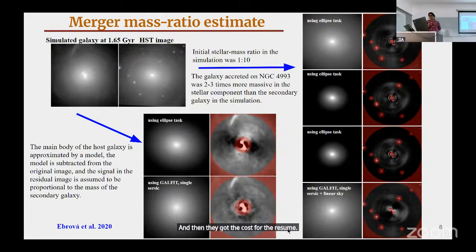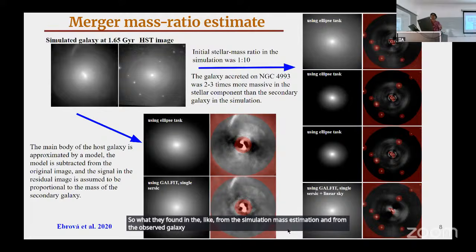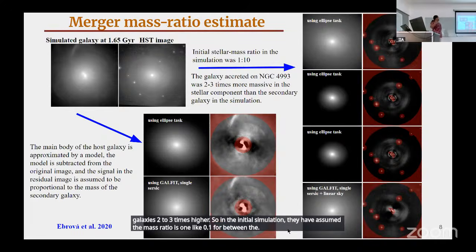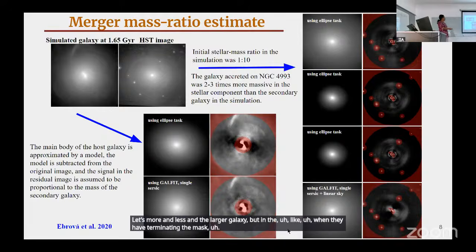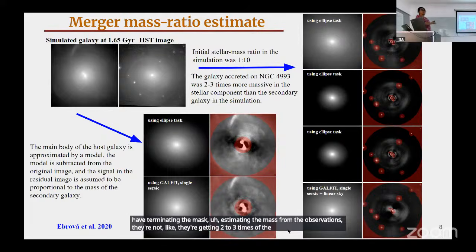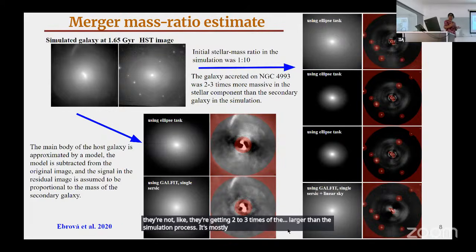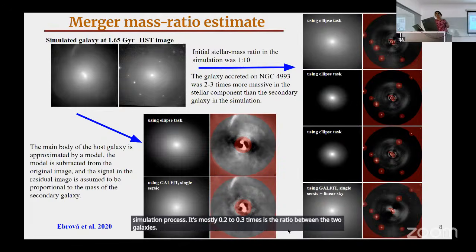So what they found, from the simulation mass estimation and from the observed galaxy mass estimation, is that the mass estimated from the observed galaxy is 2 to 3 times higher. In the initial simulation, they assumed the mass ratio is 0.1 between the smaller galaxy and the larger galaxy. But when estimating the mass from the observations, they are getting 2 to 3 times larger than the simulation masses. It's mostly 0.2 to 0.3 as the ratio between the two galaxy masses, which is again in the minor merger category.